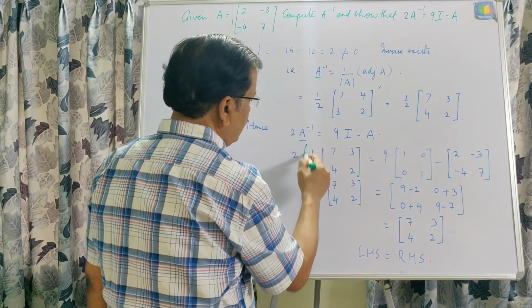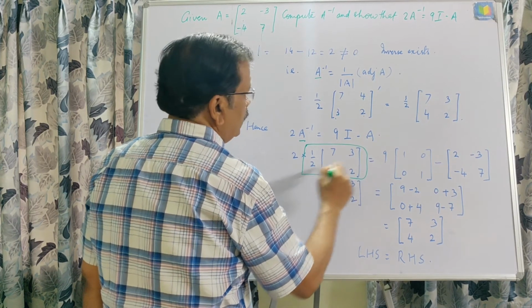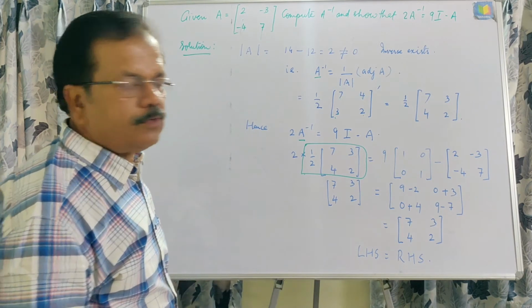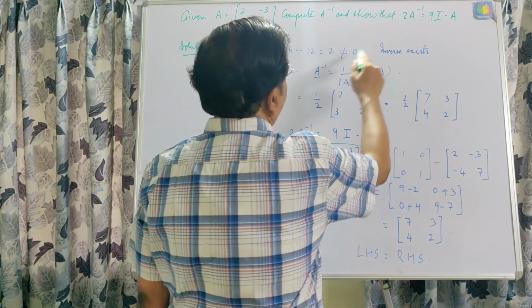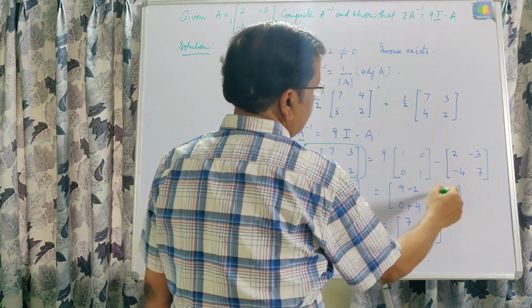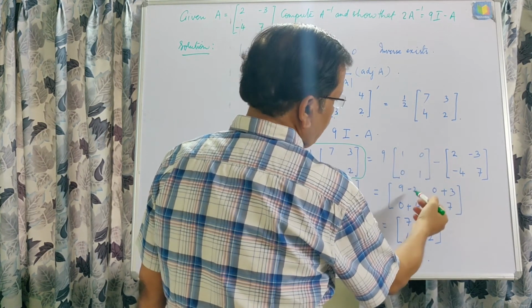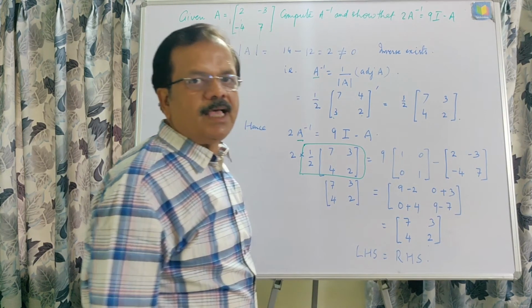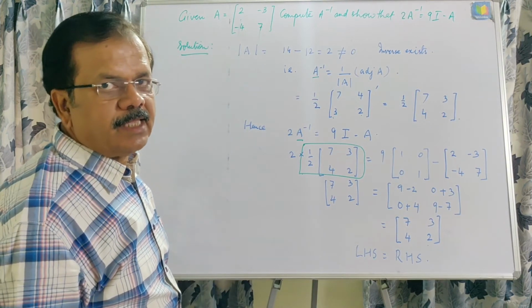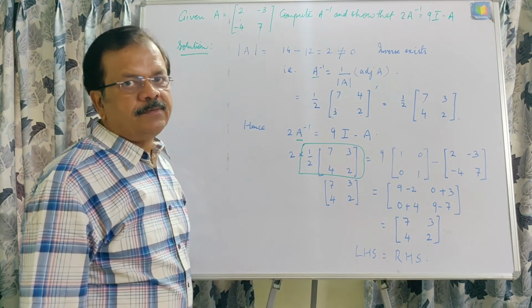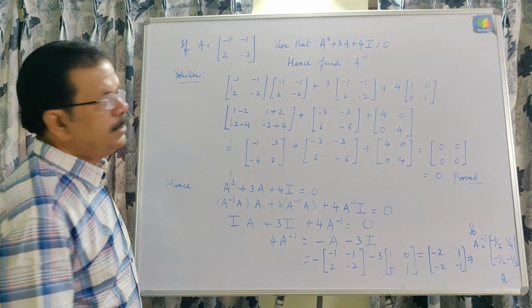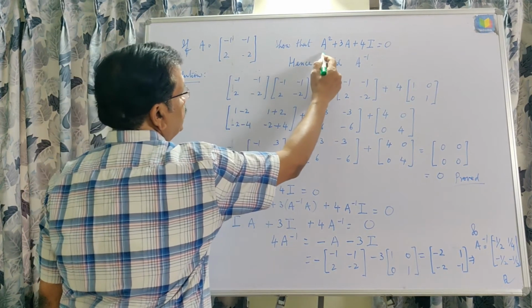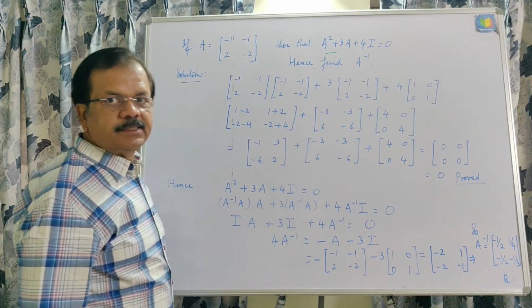And so the inverse of this, applying just to see whether this exists or not: 2A inverse, that is 2 into A inverse, this value is equal to 9I, I means of order 2, [1, 0; 0, 1], minus A, which is given, [2, -3; -4, 7]. After subtracting these two, we are getting the right hand side same as the left hand side, and this has been shown. Now the next question. In this question, if A is [-1, -1; 2, -2], show that this value holds. After showing, hence find.